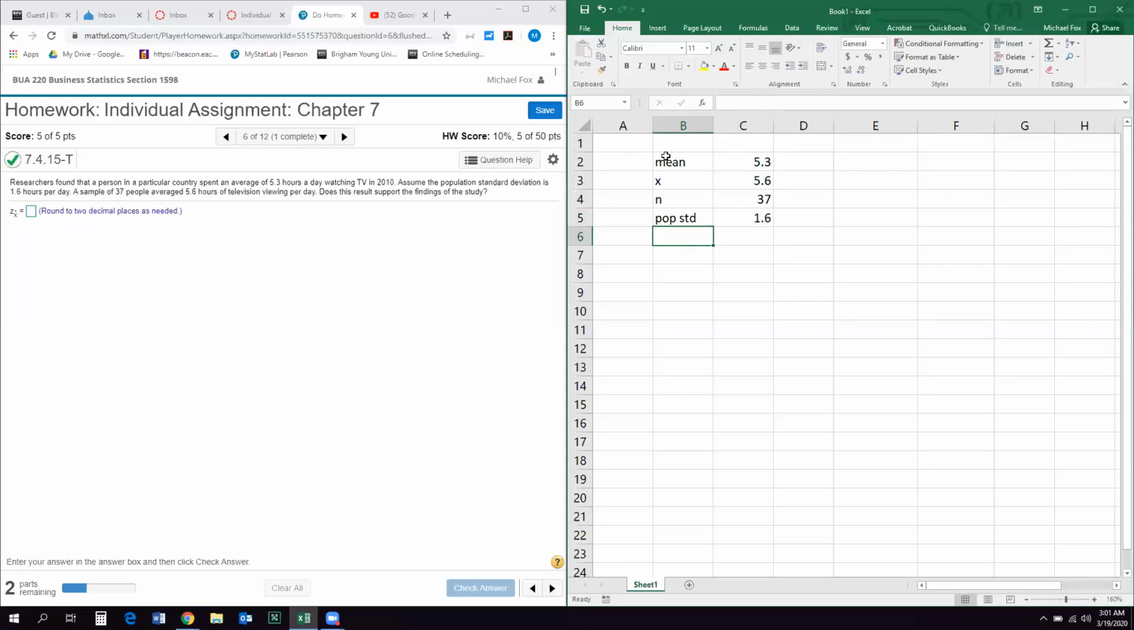Now I can approximate my sample standard deviation by taking the population standard deviation and dividing that by the square root of the sample size n. So that'll give me a good approximation of my sample standard deviation. So now that I have that, I can actually use the function. To find my z-score, I can use the function standardize.